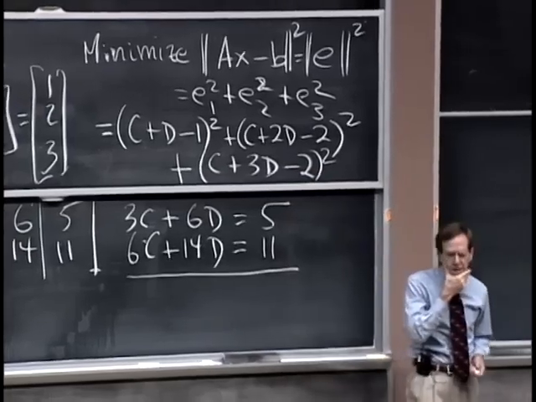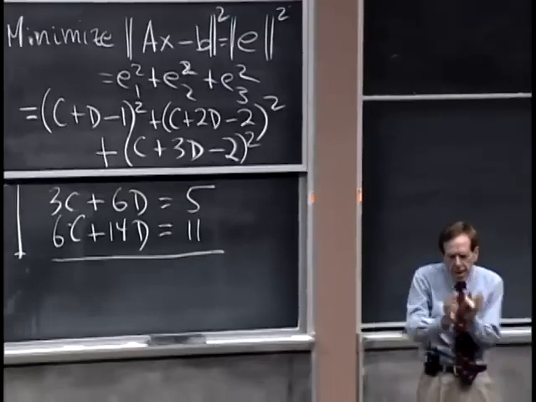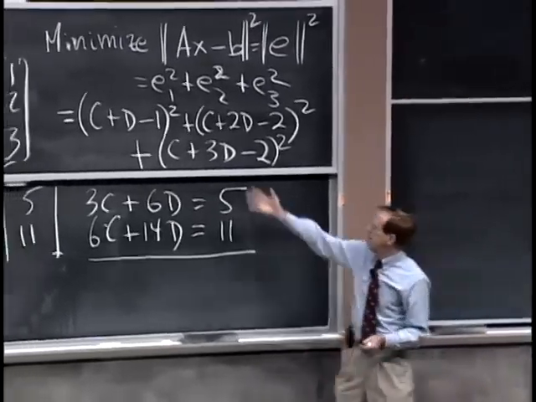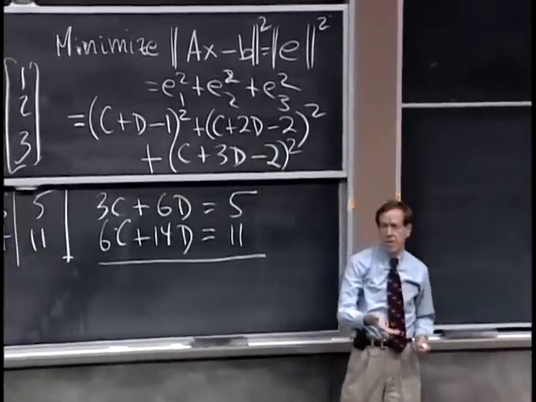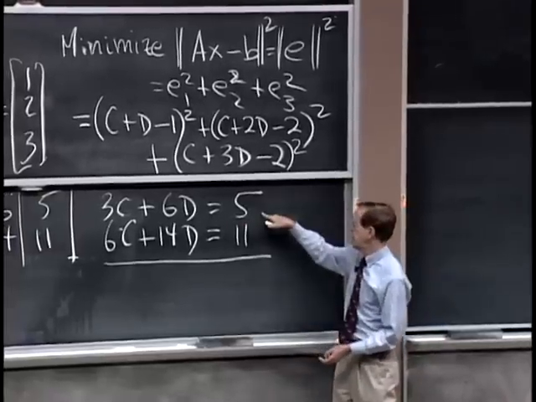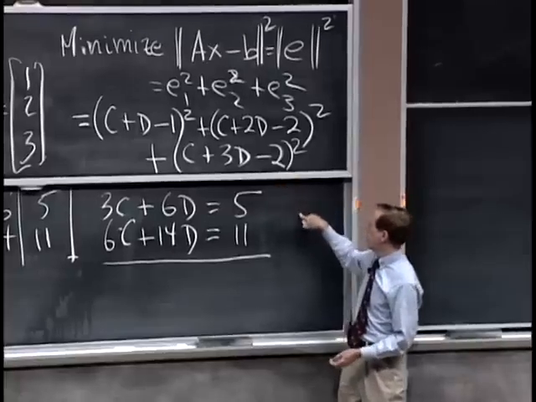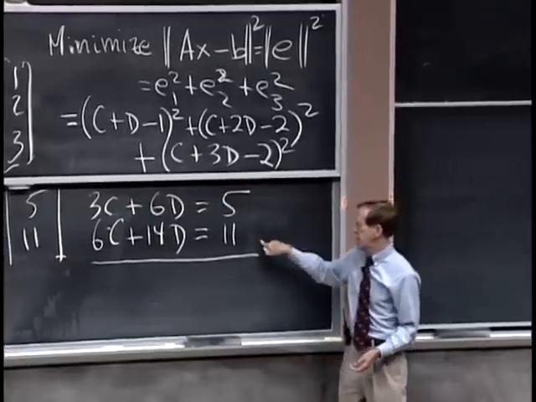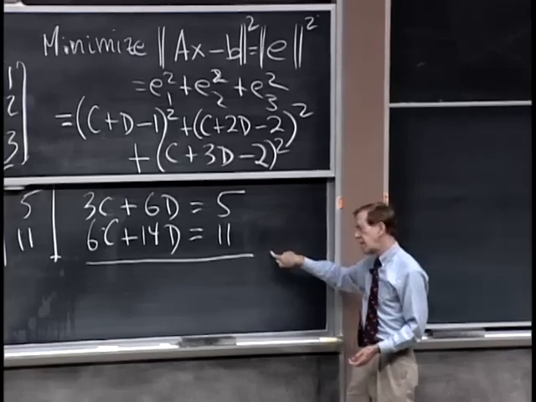It's going to be linear. That's the beauty of least squares, that if I have the square of something and I take its derivative, I get something linear. And this is what I get. So this is the derivative of the error with respect to C being 0, and this is the derivative of the error with respect to D being 0.